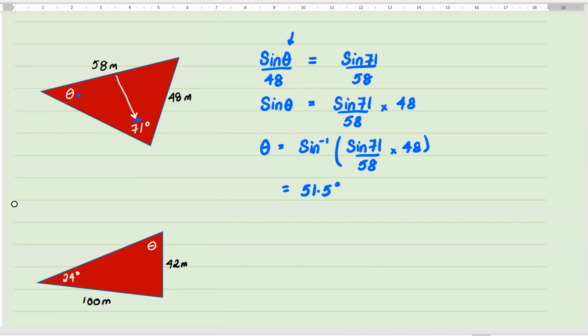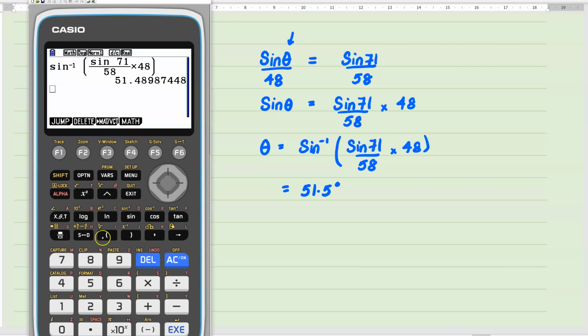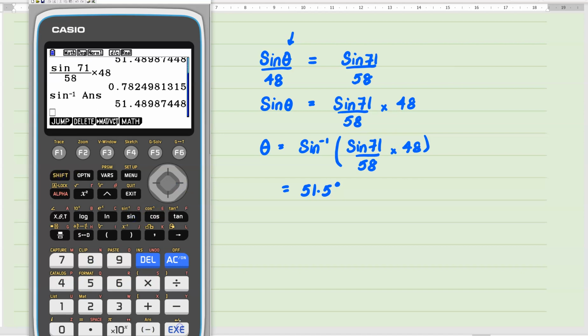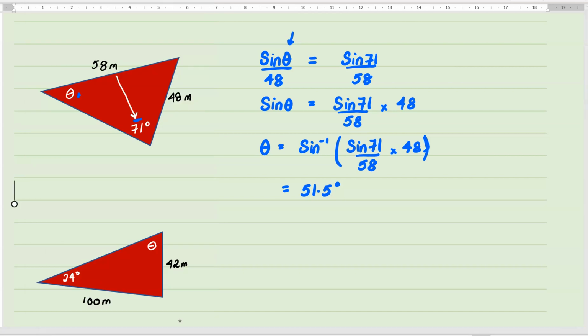Okay, some of you might wish to go, right, I'm going to do what's in the bracket first, so sine 71 over 58 times 48 equals, and then you can go shift sine of your answer and get the same thing. So however you want to use your calculator, that's fine. Just make sure that you do pop your working down and you double check your work all the time.